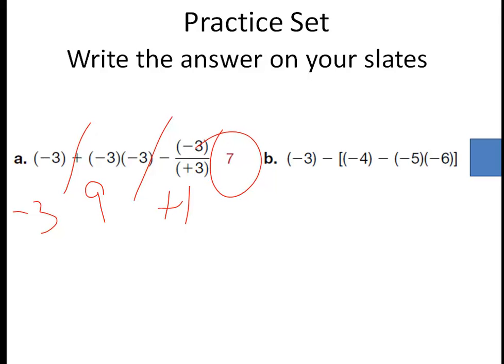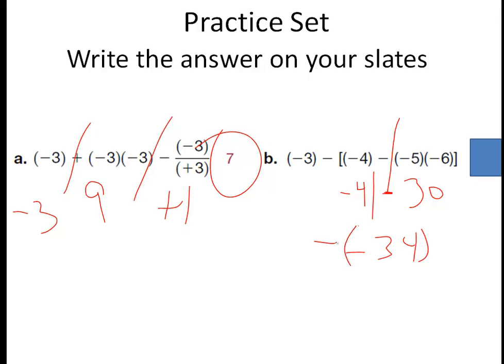All right, let's try this one here. I'm going to make my break right there. This is going to give me a positive 30. And then I've got my negative sign that I can bring down. And then I've got negative 4. So negative 4 minus 30 is negative 34.